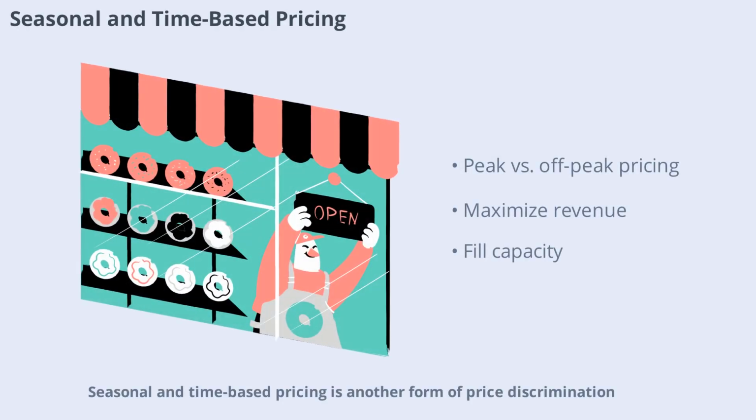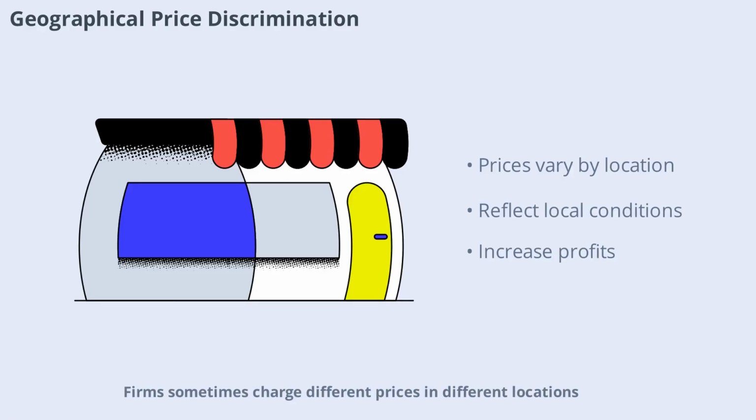Seasonal and time-based pricing is another form of price discrimination. For example, hotels and airlines charge higher prices during holidays or peak travel seasons. Similarly, movie theaters may offer lower prices for matinee showings. By adjusting prices based on demand at different times, firms can maximize revenue and fill more seats or rooms during off-peak periods.